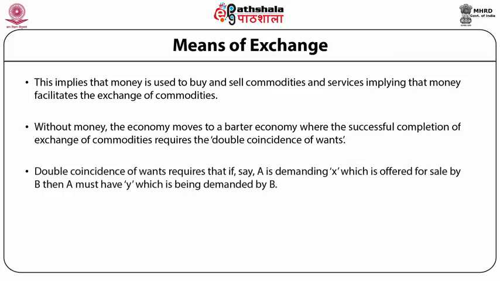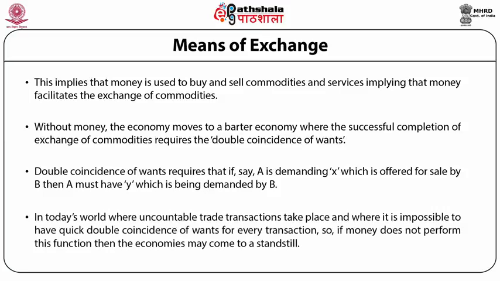Double coincidence of wants requires that if, say, A is demanding X, which is offered for sale by B, then A must have Y, which is being demanded by B. If this agreement is not met, then no trade is possible. And in today's world, where uncountable trade transactions take place and where it is impossible to have quick double coincidence of wants for every transaction, if money does not perform this function, then the economies may come to a standstill. Therefore, in today's world, money is performing the most critical function, medium of exchange.